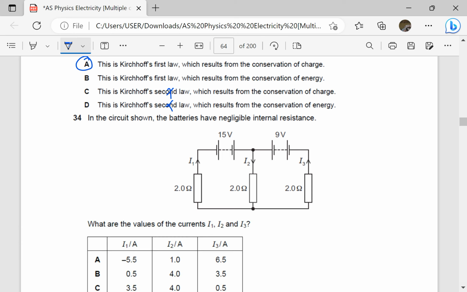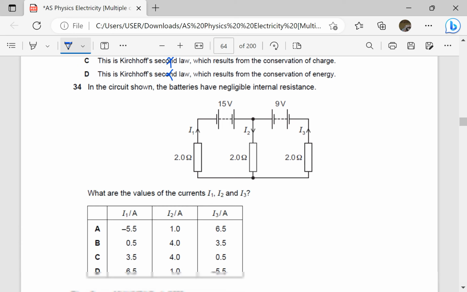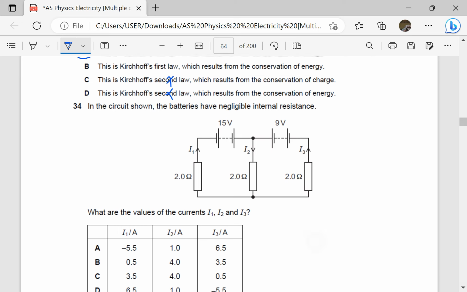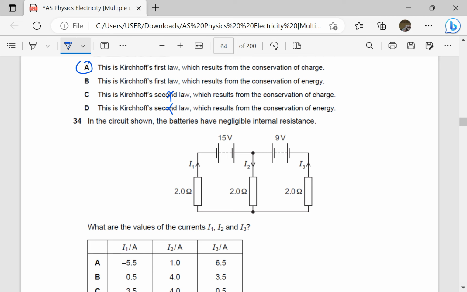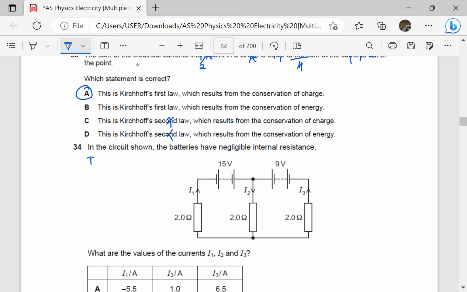In the circuit shown, the batteries have negligible internal resistance. What are the values of the currents I1, I2, and I3? Here we shall just use Kirchhoff's laws. Number one, at the junction, you will notice that I2 is leaving, I3 is entering, I1 is entering. So I'll simply say that I2 is equal to I1 plus I3. The sum of currents into a junction is equal to the sum of currents out of the junction.